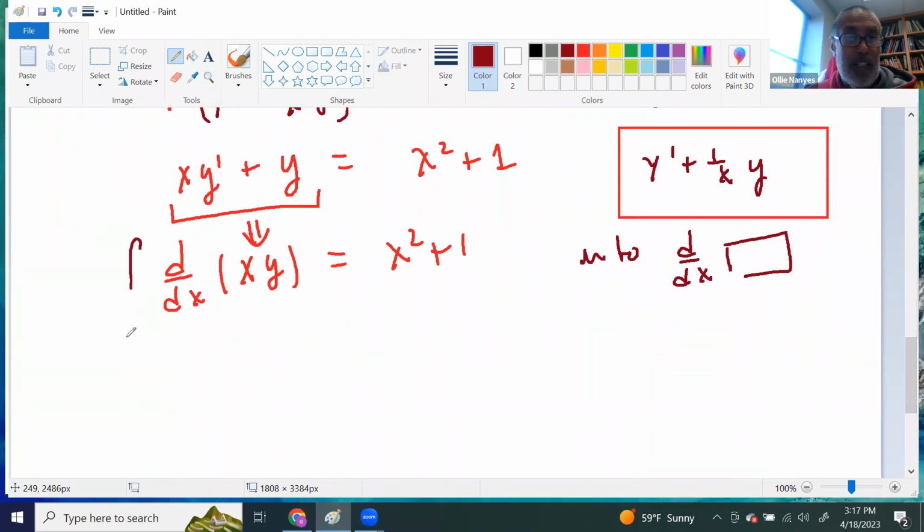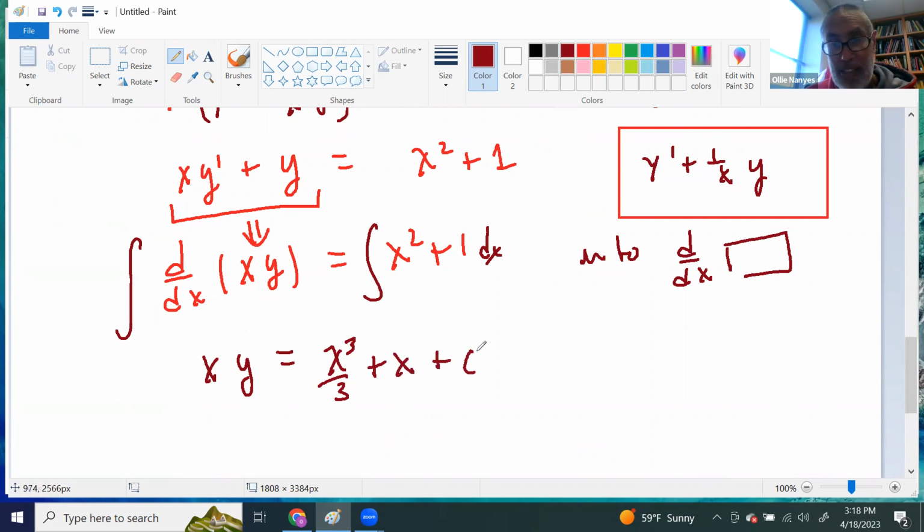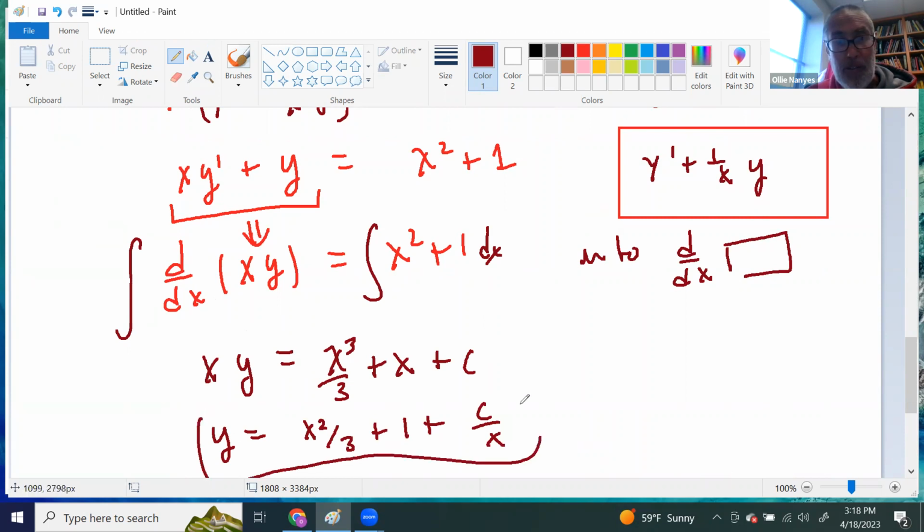So now we can go ahead and integrate both sides with respect to x. The integral of the derivative is just the function. This is now going to be x cubed over 3 plus x plus a constant. That's important. Then to solve for y, we just divide. And this is your solution to your differential equation right here.